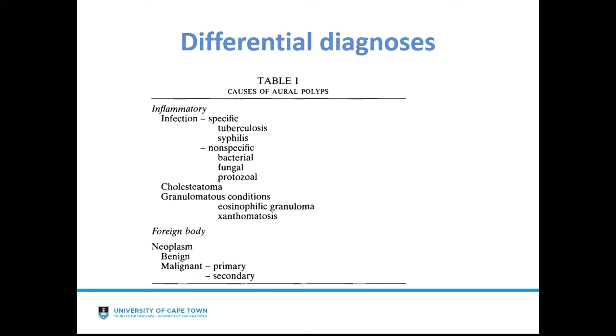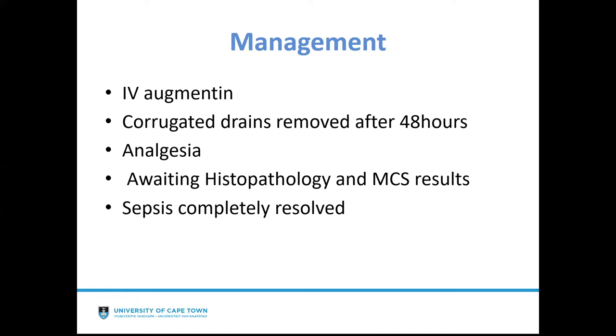So in terms of management, post-operatively, the patient was managed with IV Augmentin. Corrugated drains were removed after 48 hours. He was apyrexial for the duration of his post-op stay, with analgesia, awaiting the histopathology results and MCNS results. The sepsis completely resolved. And these were his results.